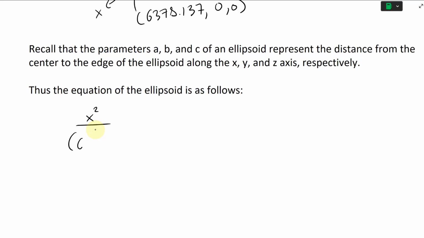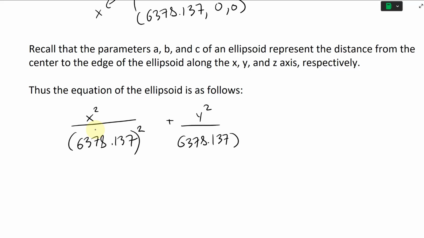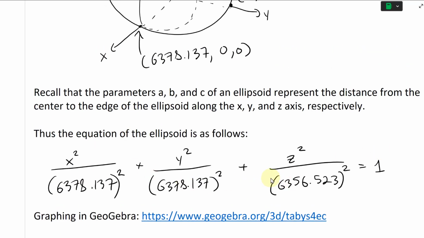Thus the equation of the ellipsoid is as follows, and that's going to be x squared over 6378.137 squared, plus y squared over 6378.137 squared, plus z squared over 6356.523 squared equals 1. Alright, yeah, so that's our equation of the Earth as an ellipsoid.